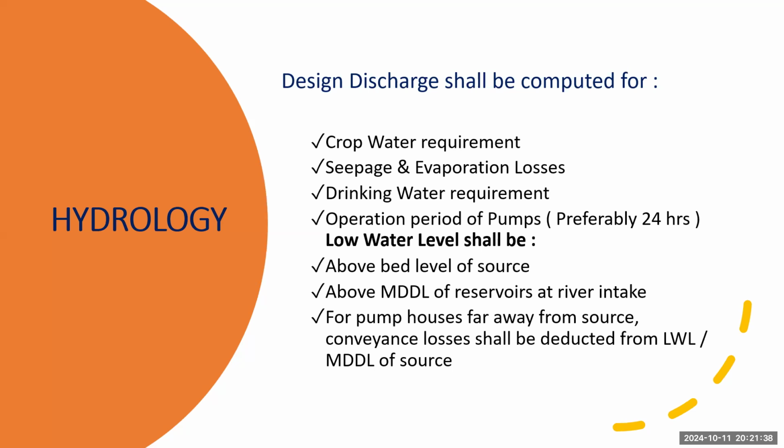Then the low water level at the source should be above the bed level of the source. It should be above the maximum drawdown level of reservoirs at river intake. Okay, the maximum drawdown level is the minimum level of water in the reservoir at a river intake. Then for pump houses far away from the source, conveyance losses shall be deducted from the lowest water level or maximum drawdown level.